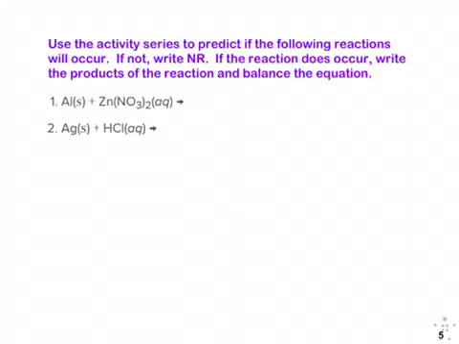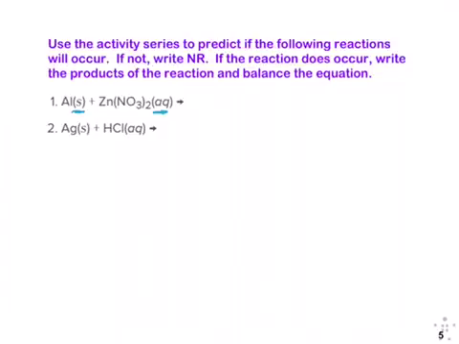So then to practice this, use the activity series to predict if the following reactions will occur or not. If the reaction does occur, you need to write the products of the reaction and then balance the equation. So back to Daniela's question about if you need to write the parentheses with the state of matter. If you're given half an equation like this and they're provided to you, then your products would also need to have them. How about that as a rule?